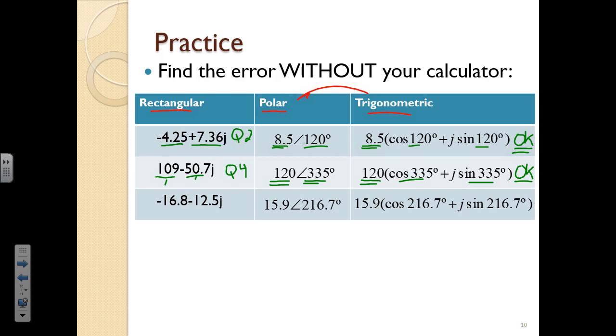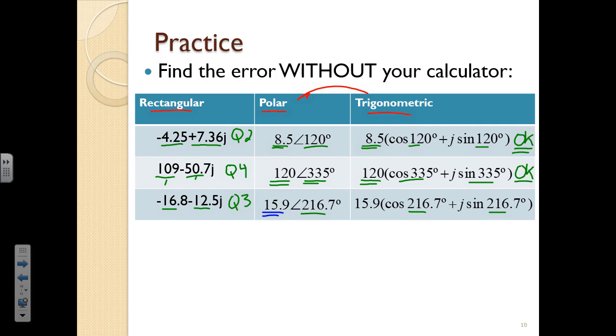Okay, let's look at the last one. Negative 16.8, negative 12.5 for imaginary. That means that we're to the left and down. That's in quadrant 3. But 216.7 is in quadrant 3, and that matches this. So where is the problem? Well, here it is. Look at the magnitude on this vector in polar form, 15.9.